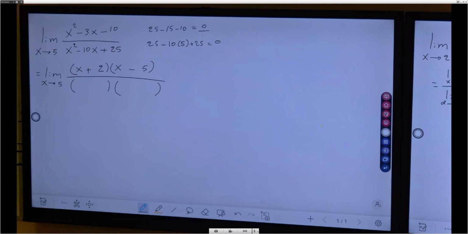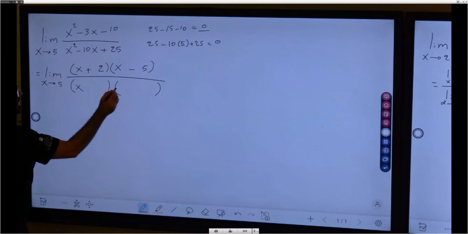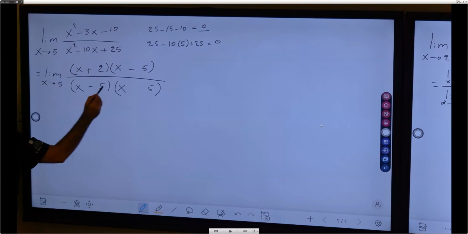You have a problem with factoring? It's easy. That's important. The same thing here. 25, I need to get 10. Here is x, here is x. I'm going to use 5 times 5. I need to get negative 10, so minus.